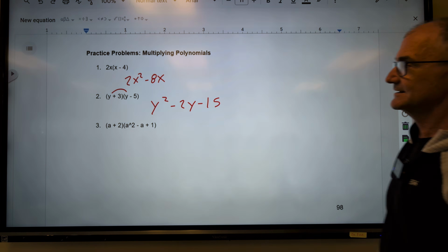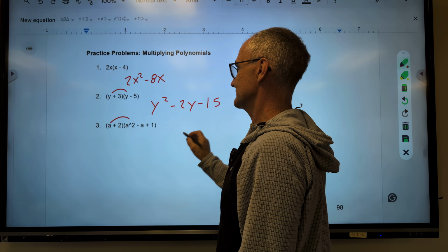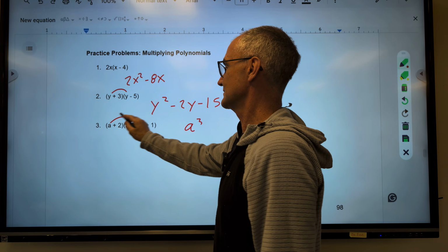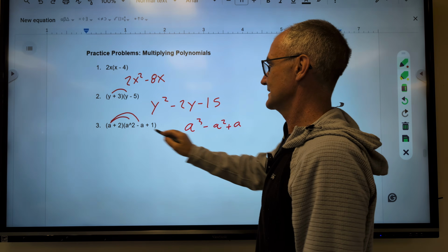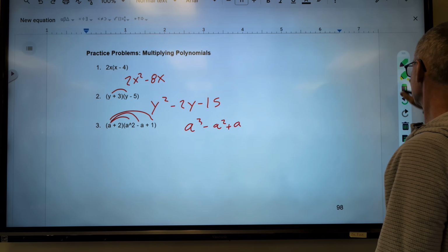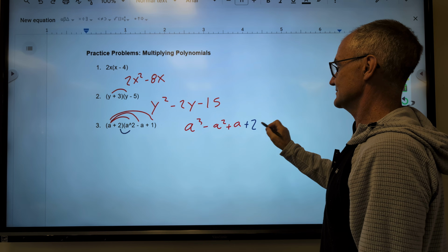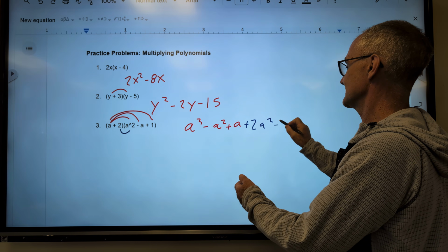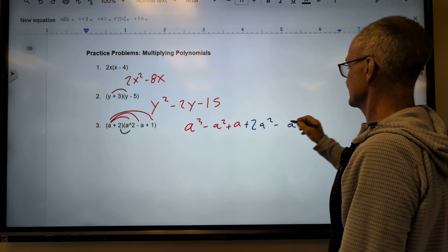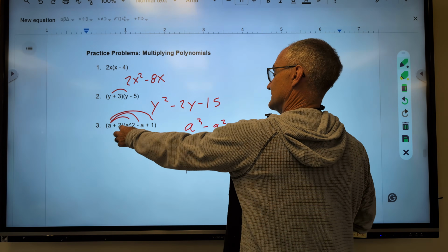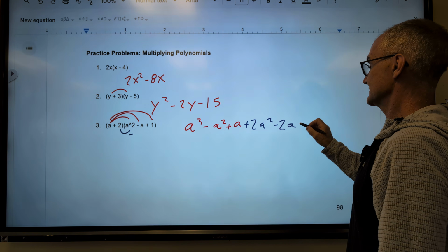Then lastly, I have a squared here. I'm going to have to multiply this first term through all of them to get a to the third. A times negative a squared plus a. After I've done that, then I'm going to get the second term all the way through. 2 times a squared is 2a squared. 2 times negative a, negative 2a. Whoops, started writing too quick. Negative 2a. See here, we got 2a squared minus 2a plus 2.